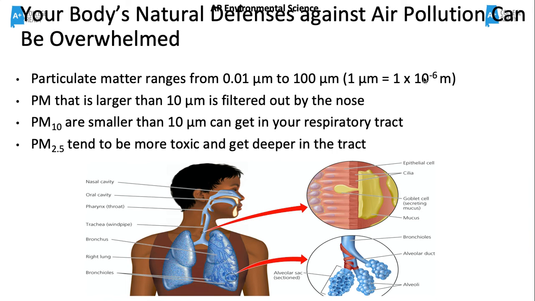So eventually, over time, your body's natural defenses against these air pollutants can be overwhelmed. Particulate matter can be filtered out through your nose, but if it's smaller particulate matter, then it can get in your respiratory tract, and it tends to be more toxic and get deeper in the tract the smaller they are. So you can kind of see the breakdown of our respiratory tract there and how we are able to filter out some of those things.